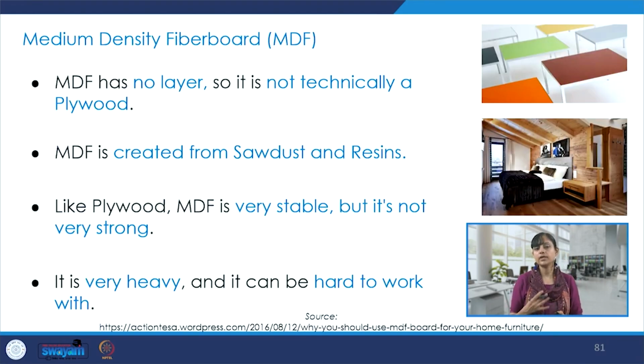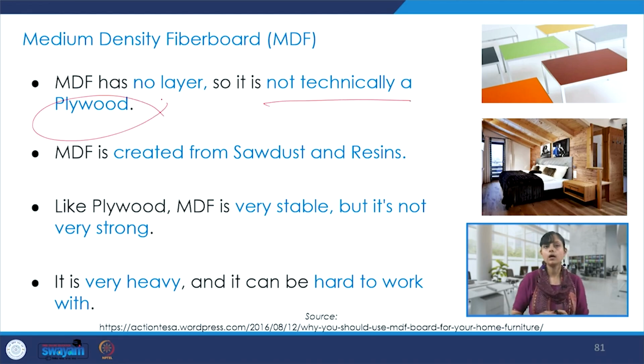Then MDF, a very, very popular option which is available in the market, medium density fiber board. Technically, it is not a plywood. It is created from sawdust which is just put together through resins, and like plywood, MDF is stable but it is not very strong because it's just sawdust as such and not chunks or pieces of wood. It is heavy and it can be hard to work with, but within MDF also you get different sections. So it may not be hard to work on a thinner section. Depends what the intended purpose is and where it is to be utilized.